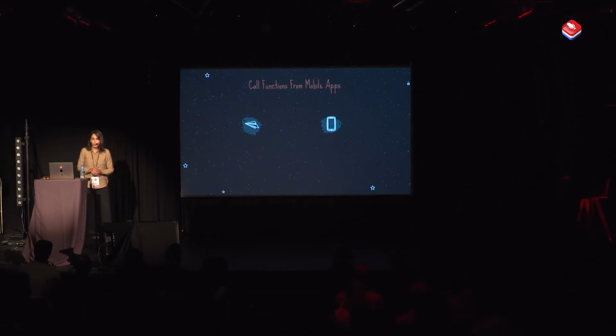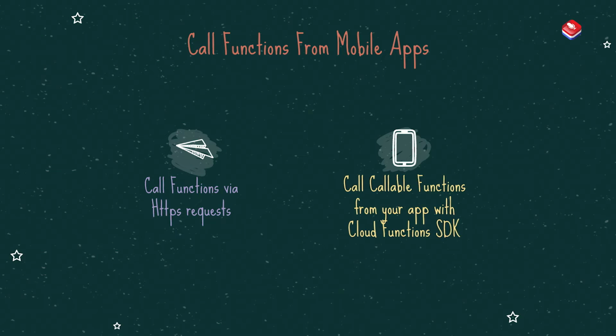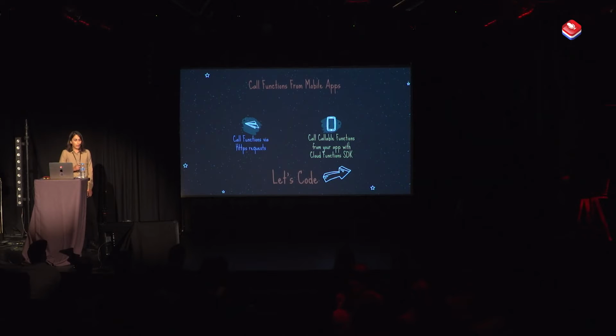To call functions from mobile apps, you have two options. The first one is to call functions via an HTTPS request, like any normal request that you would do. The second option is the callable function, which is what I showed you. You can call it from your app with the Cloud Functions SDK. And I'll show you how.